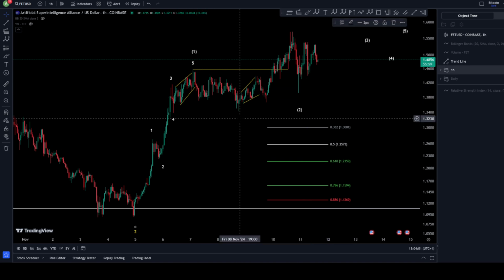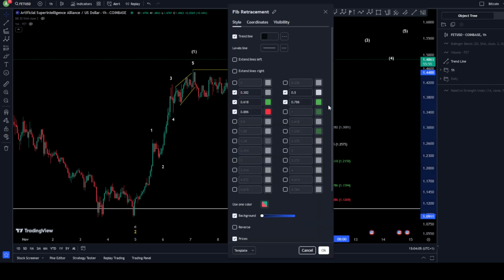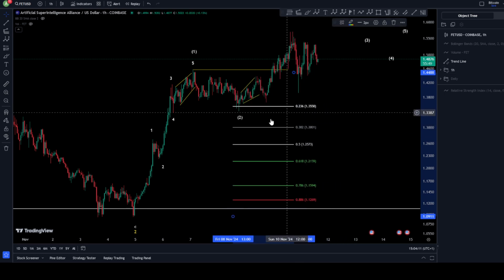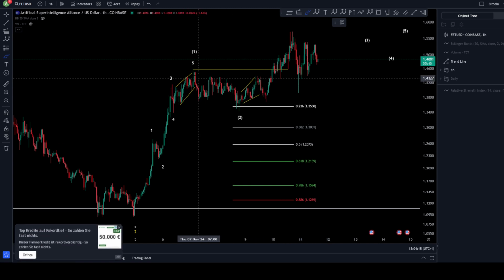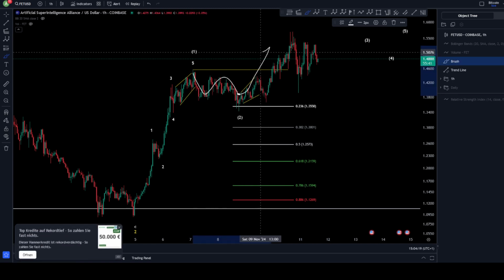ABC. Okay, let's remove this WXY. ABC for wave 2, very, very shallow. Only 0.23. Well, at least FET took the 0.23. Bitcoin did not even smell the 0.23. It just moved up.